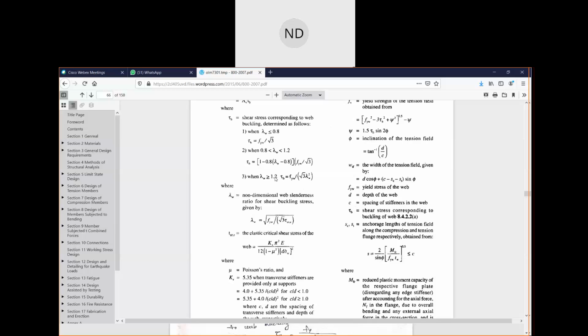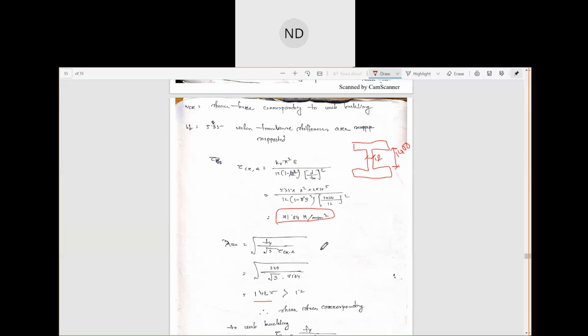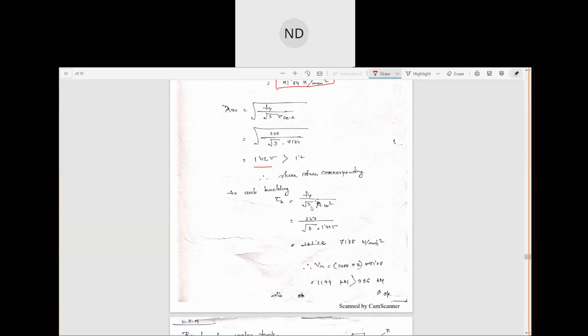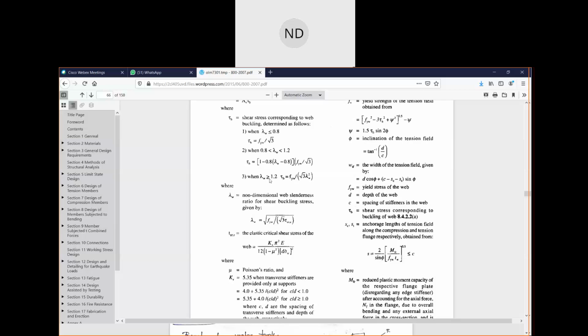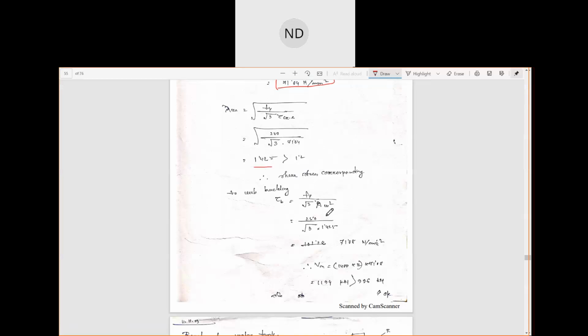So τb we will find out now. We can easily find it, because we have to take this formula. Because we have got λw to be greater than 1.2, τb is fy by root 3 λw². Fy is 250, and the λw value is the one we have calculated. So we have got our τb value.